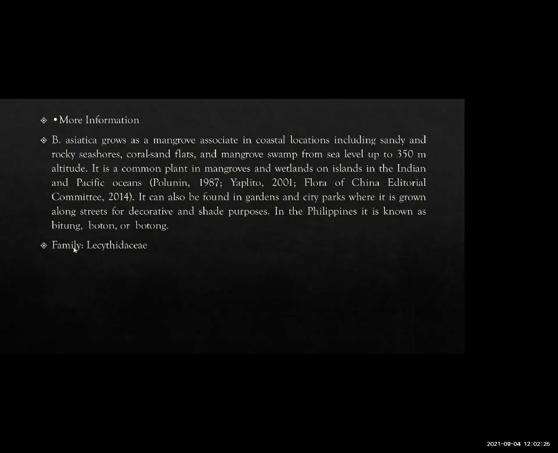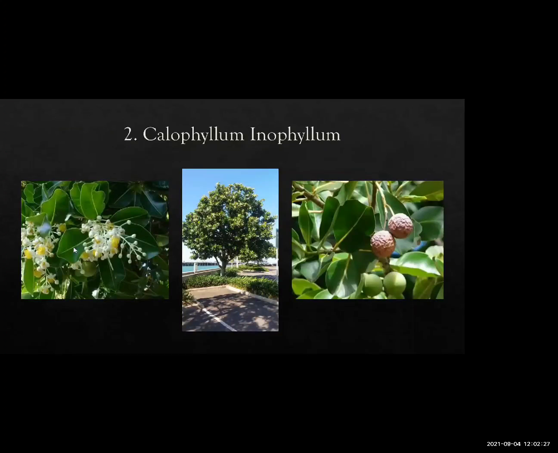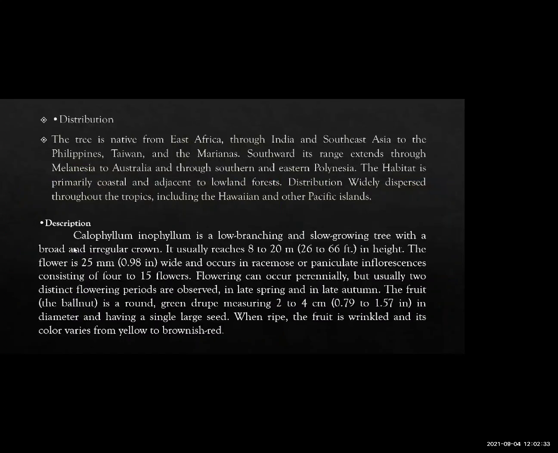Next. Calophyllum inophyllum. Distribution. The tree is native from East Africa through India and Southeast Asia to the Philippines, Taiwan, and the Marianas.